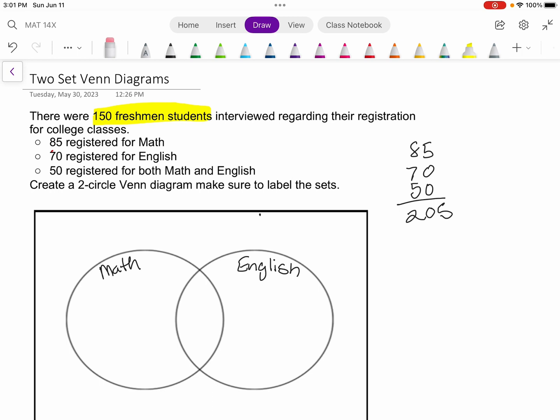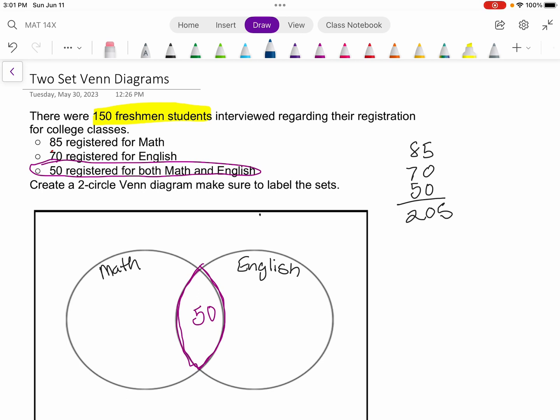Now, I tend to always like to, if I can, start at what I like to call the overlap, the part that involves both people who signed up for English and math. And we are given that information. We're told right here that 50 of our people signed up for both English and math. So we're going to put a 50 in there. But then we need to figure out what goes on the outside of that circle.